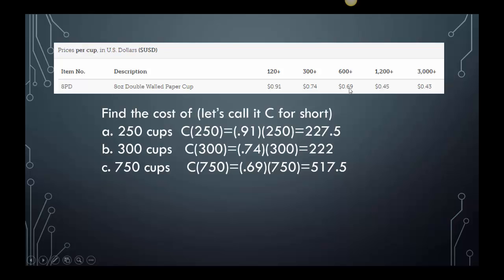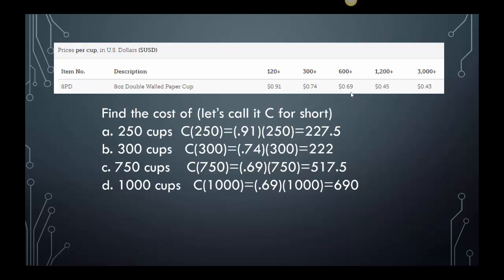750 goes into the 600 plus category. I have 69 cents times 750, which is 517.5. And then 1,000 still is in that same category. So it depends on what number I pick, but I pay attention to what category it falls into. So 1,000 times 0.69 is 690.